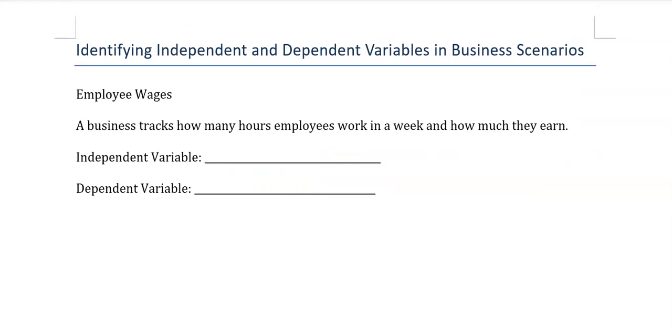In our next example, employee wages, a business tracks how many hours employees work in a week and how much they earn. In this case, the quantity that can be controlled is the number of hours the employees work in a week. How much they earn will depend on how many hours they work. So your independent variable is hours worked, number of hours worked, while your dependent variable will be the wages earned.